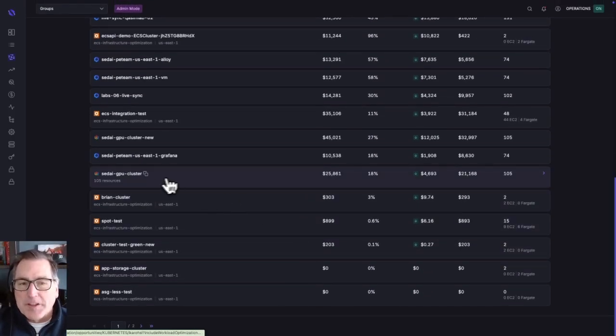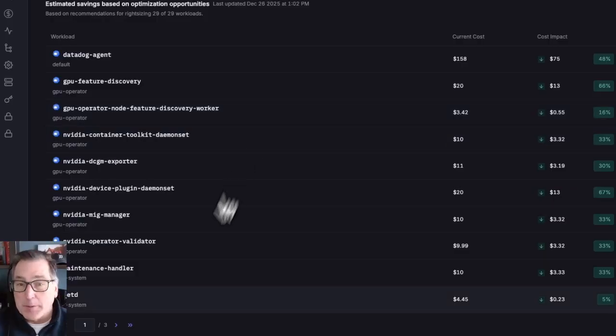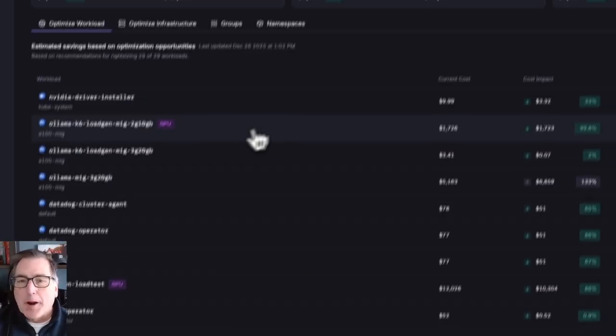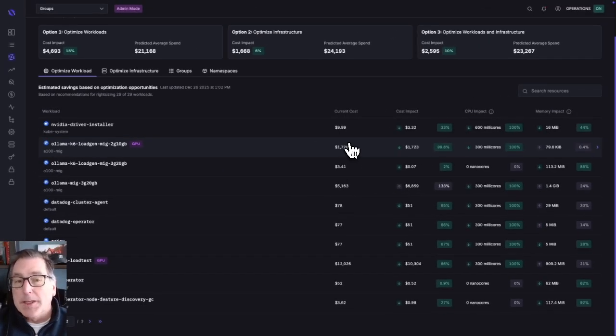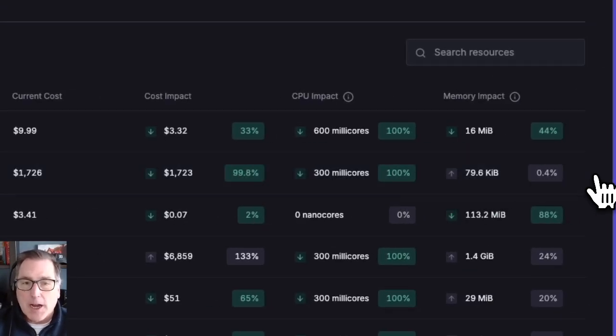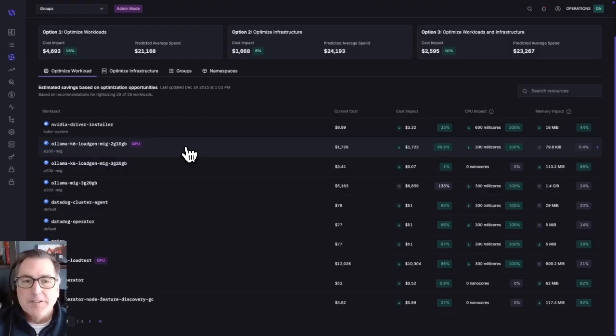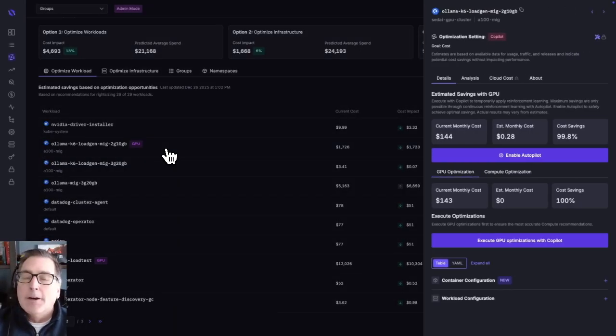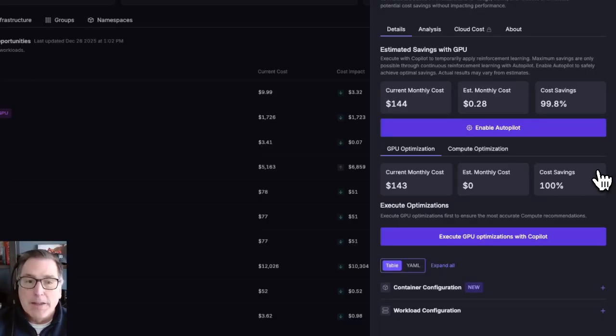Let's start with one of the most common and costly patterns that we see: GPUs that are requested but not actually being used. This happens a lot, right? A developer kicks off a job, gets pulled onto something else, and the pod keeps running with a GPU allocated, but it's doing nothing. You're paying for it, but nothing is actually using it.